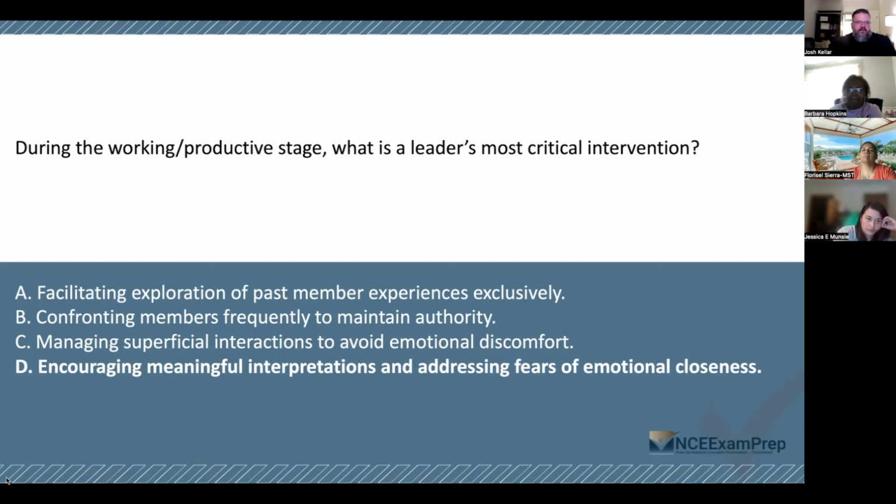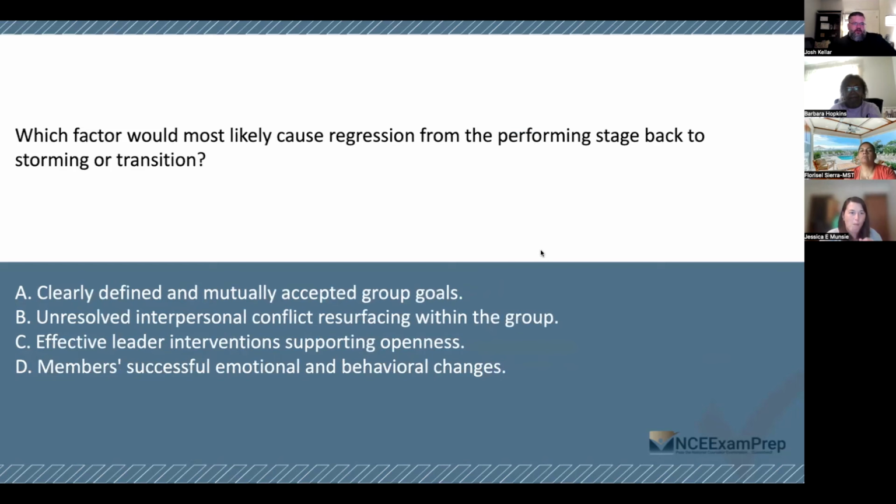Good. Yeah, D. The working stage is where we're connecting the dots, right? We're providing meaningful interpretations. If people are feeling hesitant about emotional closeness, that's where we lean into that rather than leaning away from it. Okay. Last one. Which factor would most likely cause regression from the performing stage back to storming or transition? Clearly defined and mutually accepted group goals, unresolved interpersonal conflict resurfacing within the group, effective leader interventions supporting openness, or members' successful emotional and behavioral changes. Yeah, B. Okay, good.